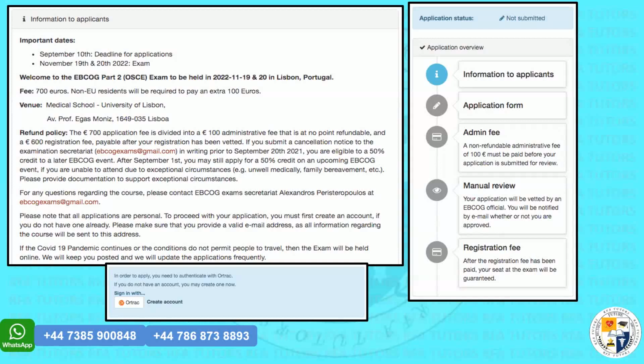Fortunately, this time we will be doing a face-to-face examination for the very first time, because we have been denied the privilege of traveling due to the unprecedented event of the pandemic. So Lisbon will be the venue of the examination, and the fee is €700. But for those who are non-European Union residents staying outside the EU, you will have to pay an extra €100 on top of that.